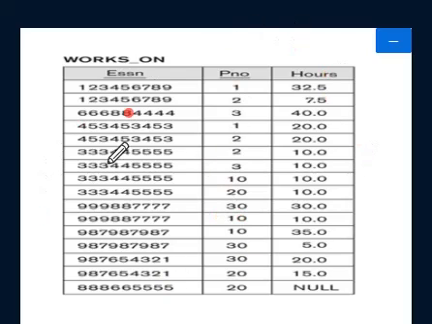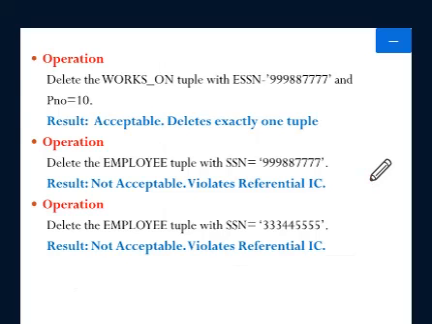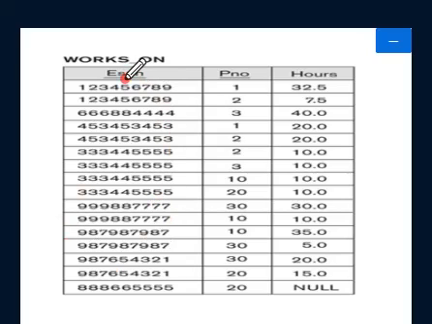Here you can note down the works on table values, or just observe them. In the next slide, we'll see the example. The first operation: delete the works on tuple with ESSN 9998877 and P number 10. I am deleting the works on tuple. If you observe, ESSN and P number together form a composite primary key.